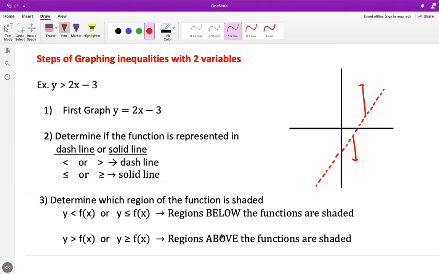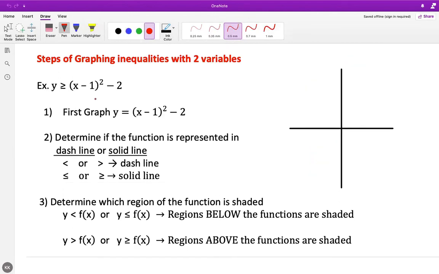For this case, which region will be shaded? You see that we have the greater than sign here, which means all the points above the function will be shaded. That is this region right here. All the points above will be shaded, and if you do something like this, you are correct for this question.